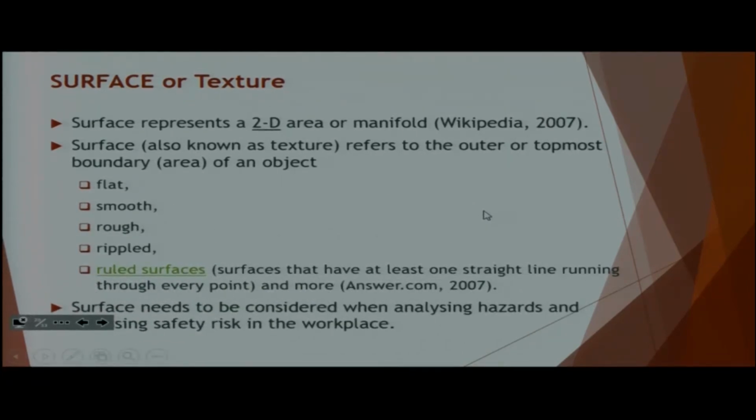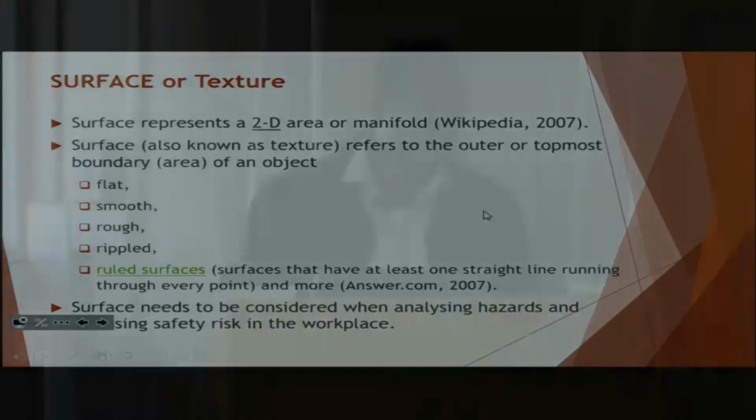Surfaces need to be considered when analyzing hazards and analyzing safety risk in the workplace. For example, if you're working in a kitchen, you will avoid slippery surfaces. Or if it's unavoidable, you make sure that the proper personal protective equipment is used, and the boots they are wearing are rubber-soled so that you avoid slips, trips, and falls within that particular area.